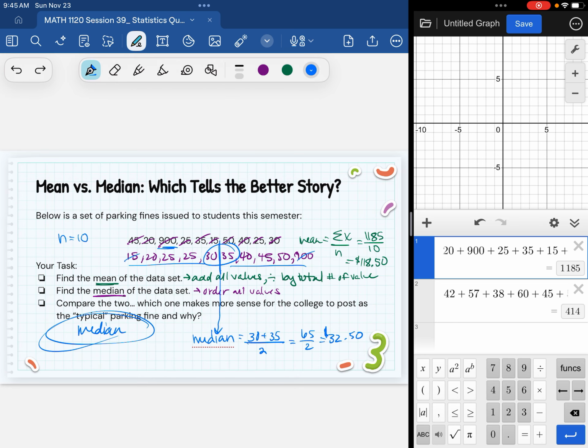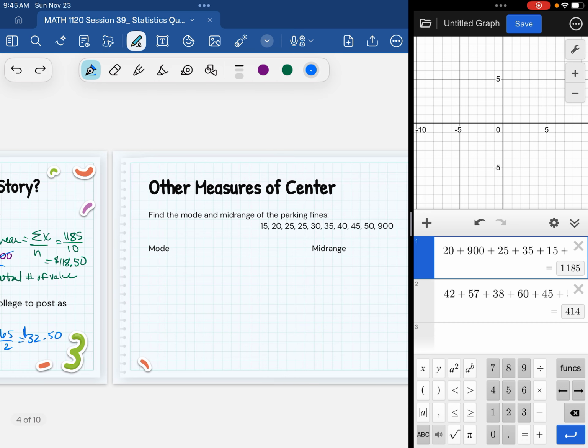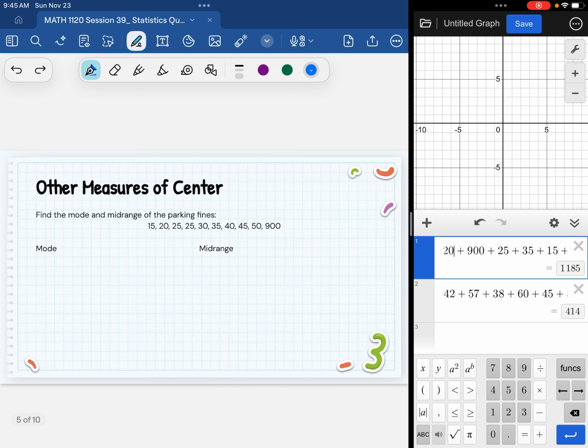And so we'll talk about that a little bit more in just a minute, but while we have this data set here, I do also want to get us to calculate the mode and the mid-range. So your mode of the data set, I know you guys know this, is the value that most often occurs, right? And so our mode here, we had that 25 that popped up twice. So we had 2 students with $25 fines. So our mode is $25.